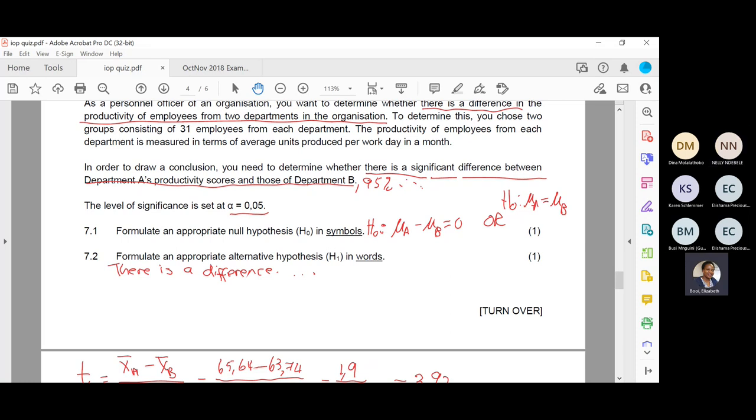So you can say there is a 95% certainty that there is a significant difference between Department A's productivity score and those of Department B, or you can say there is a significant difference between Department A's productivity score and those of Department B with a 95% certainty.